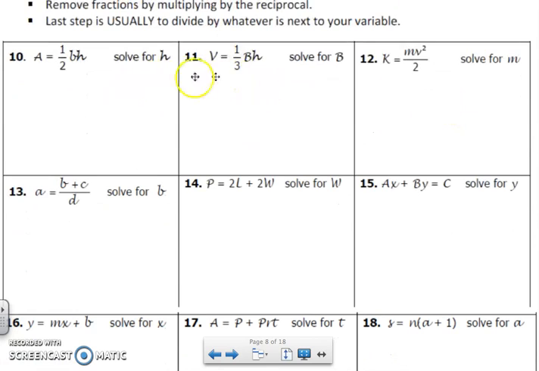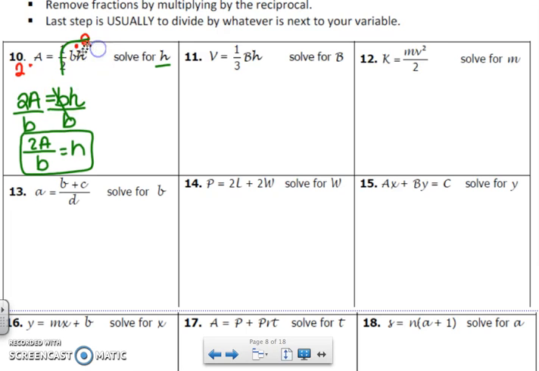Number 10 and 11 both have fractions. So I need to get rid of the fraction first because that's going to be the easiest. And so since this is 1/2, the reciprocal of 1/2 is going to be a 2. So I'm going to times by 2 on both sides to get rid of that fraction. So now my fraction in that 2 will go away, and I'm left with 2a equals bh. Okay? Solving for h, so I need to get rid of b by dividing by b, and I would just get 2a over b equals h.